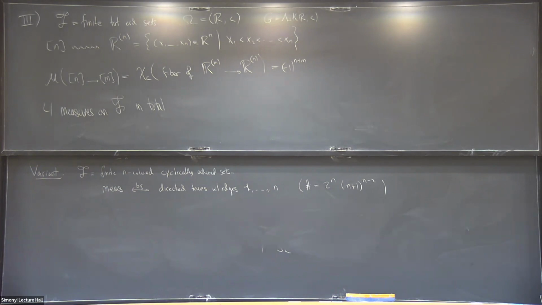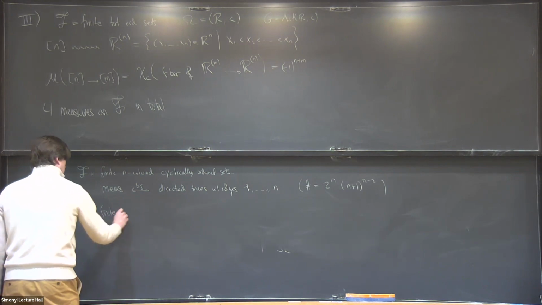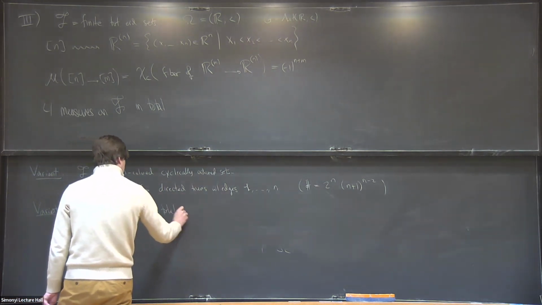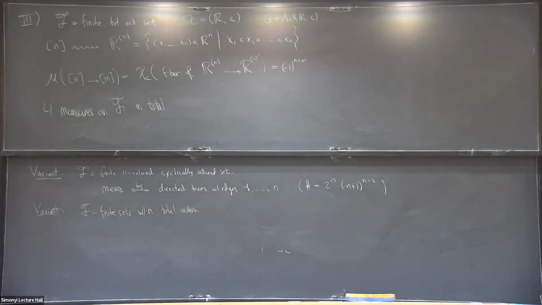So that's one thing. Here's a second variant. Instead of looking at a single total order, we can look at n completely unrelated total orders. So it's finite sets with n total orders. Okay, so the n equals 1 case we were just talking about, there's 4 measures.